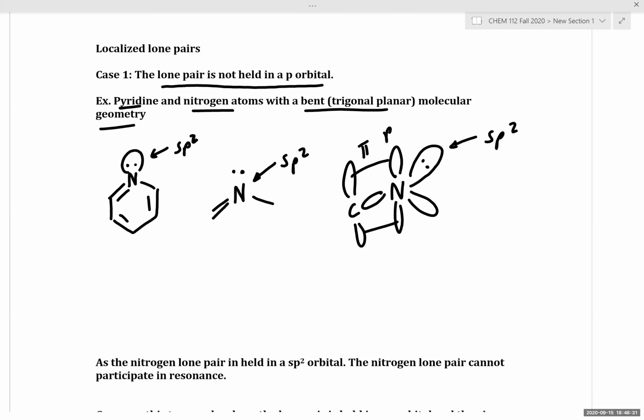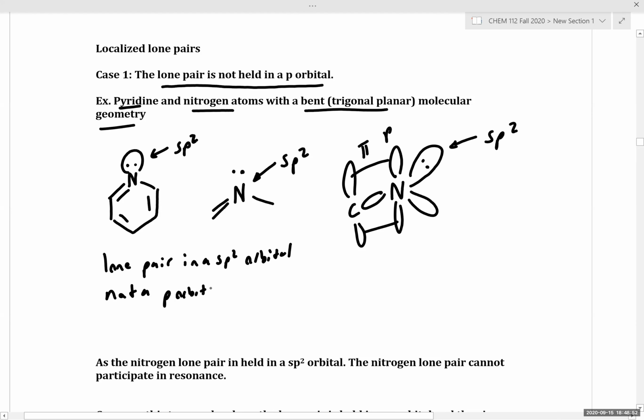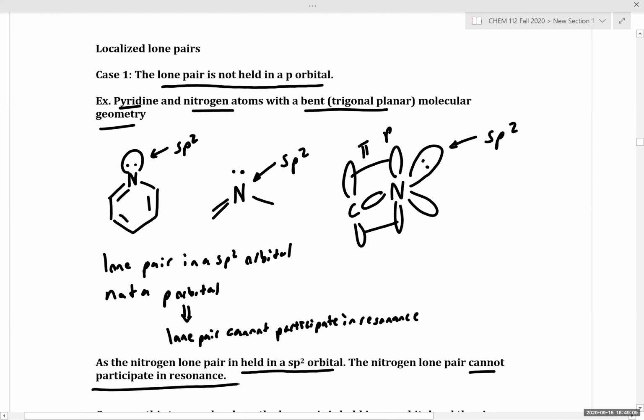Does everyone understand why this lone pair can't participate in resonance? Is this lone pair in a p orbital? The lone pair is in an sp2 orbital, not a p orbital. Ergo, this lone pair cannot participate in resonance. So the lone pair is held in an sp2 orbital and it cannot participate in resonance. Perfect. Does this first case make sense for localized lone pairs?